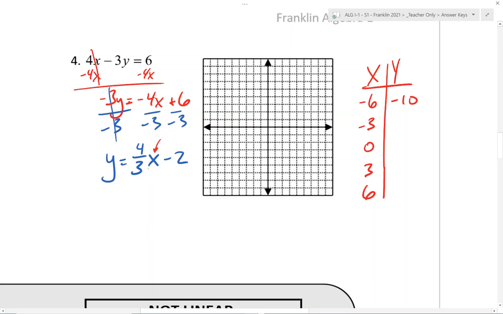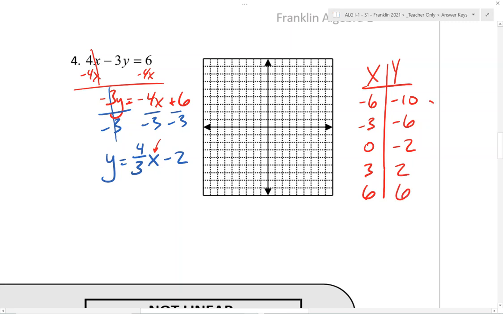Negative 3 divided by 3 is negative 1. Times 4 is negative 4. Minus 2 is negative 6. 0 goes to 0, minus 2 is negative 2. Put in 3. 3 divided by 3 is 1. 1 times 4 is 4. Minus 2 is 2. And 6 divided by 3 is 2. Times 4 is 8. Minus 2 is positive 6.